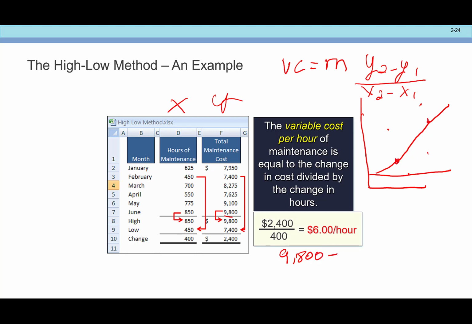Total cost at the low is what? 7,400? So that's where they got that 2,400. Okay, and then we do the same thing for our activity. Our high level of activity was what, 850?